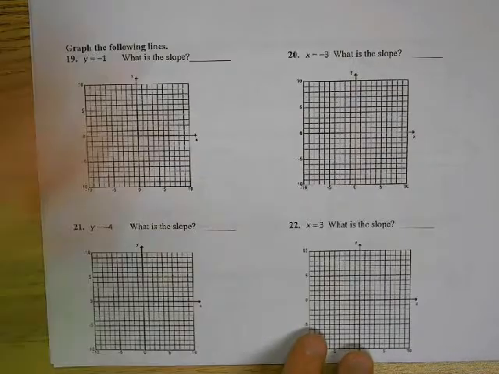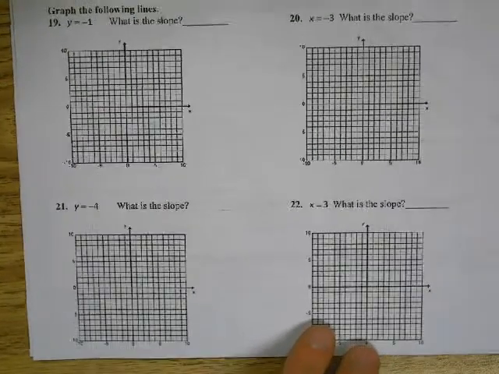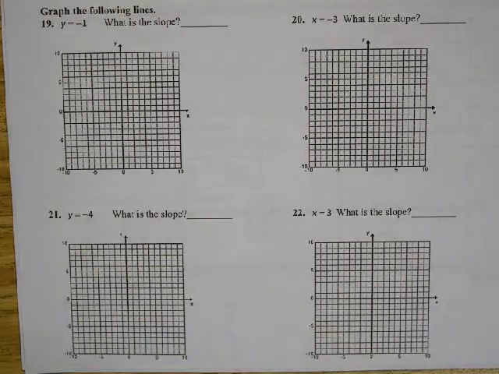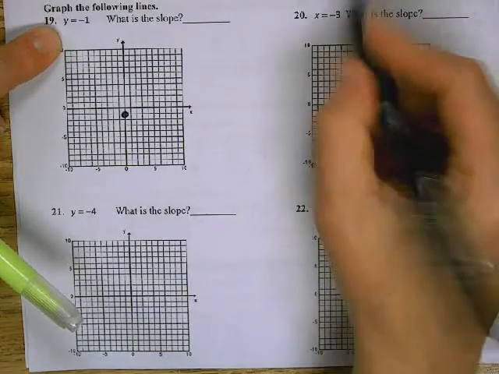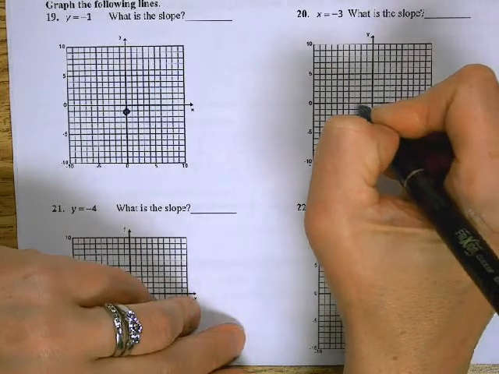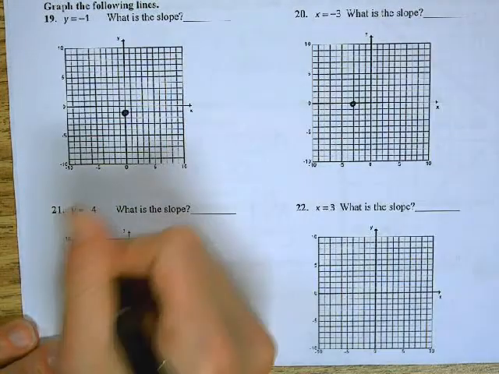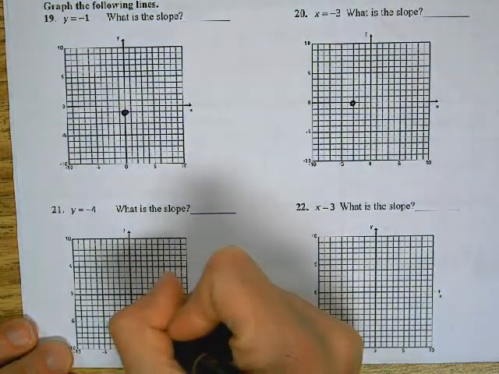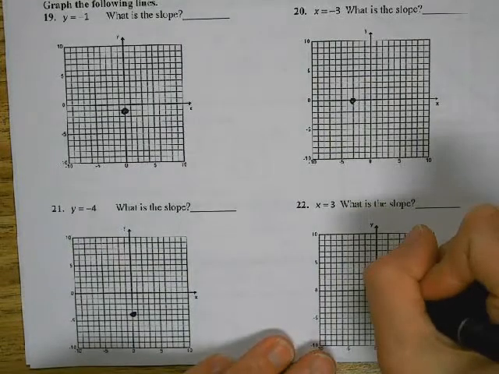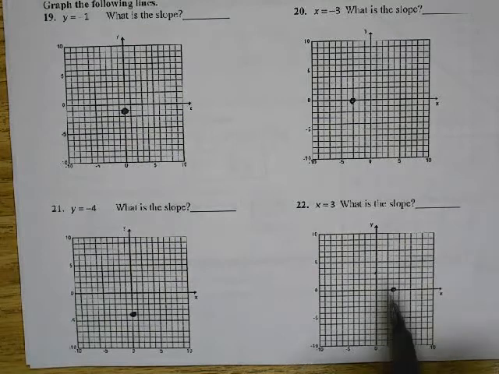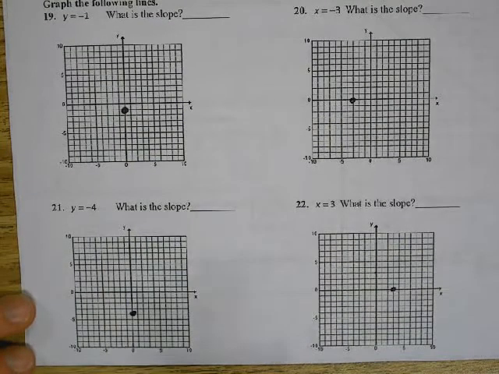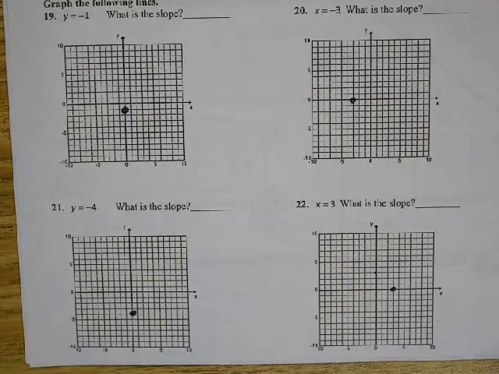19, 20, 21, and 22. For some reason, still have a couple people struggling on these. They were meant to be super duper easy and super duper fast. So what I recommend you do is plot this point. Y equals negative 1. X equals negative 3, so that's on the x-axis. Y equals negative 4. And x equals 3. So plot those points. This goes on the y-axis, this goes on the x-axis.